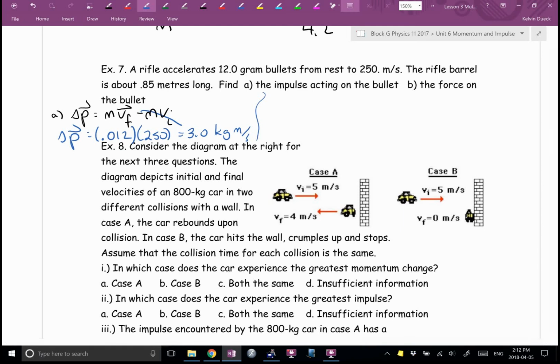Emily, what's B want me to find? Force. Very good. It's amazing how you threw your voice over there. I even saw your lips move. What did I find in part A?